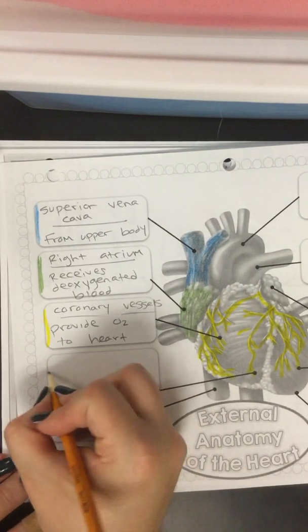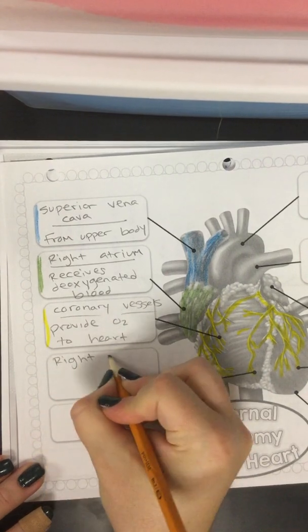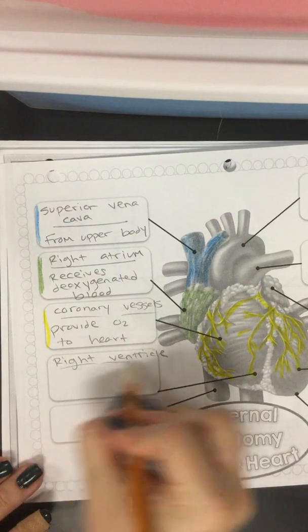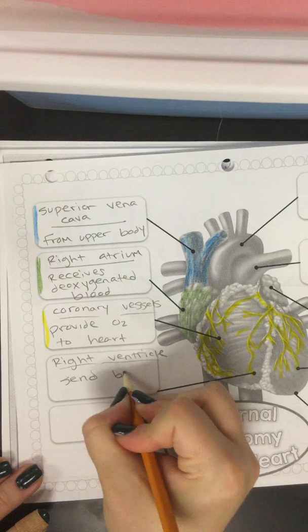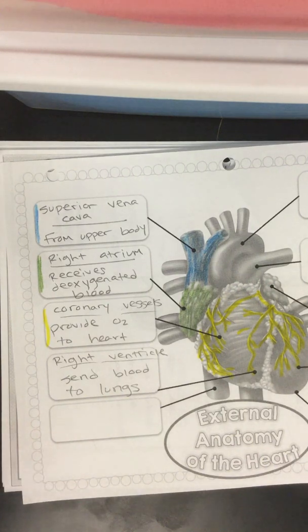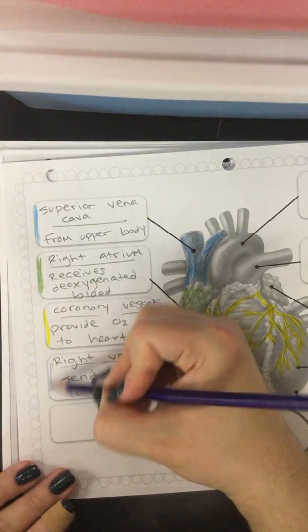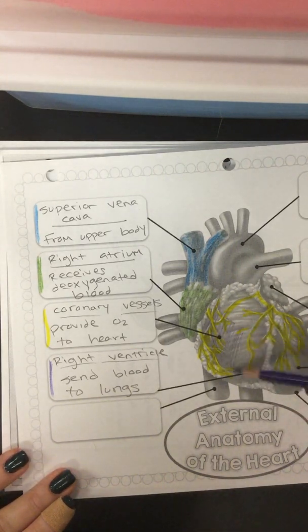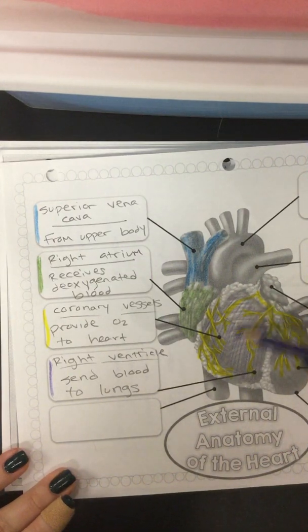Next one is our right ventricle. And its job is to send that blood to the lungs. What color do I have now? I have purple. Yeah, it's more like a bluish purple. Here is this ventricle. This whole thing, yes, this whole thing. Ventricles are much bigger than atria.